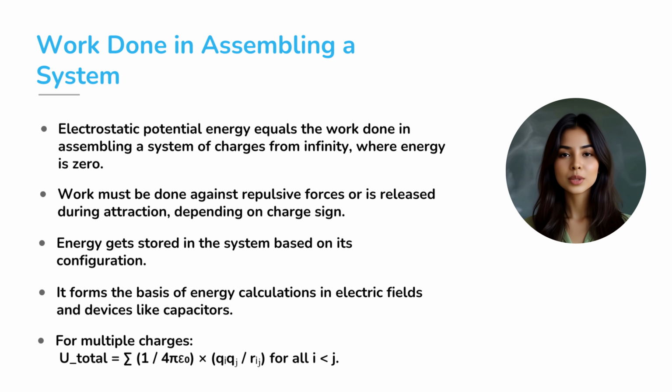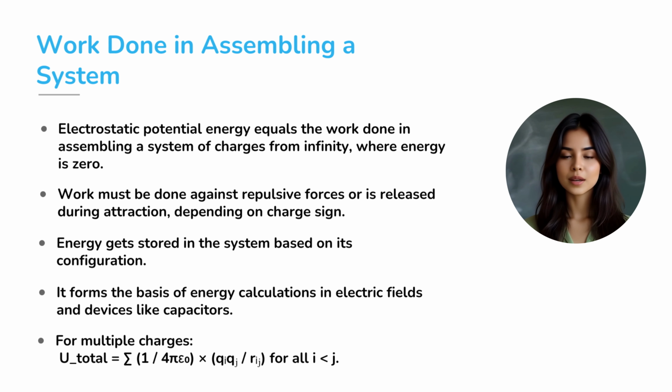Now, imagine you're building a configuration of charges, one particle at a time, starting from infinity where they don't interact. Every time you bring a charge closer, you're doing work, either adding energy or letting it release, depending on attraction or repulsion. So, the potential energy of a system is essentially the total work done in assembling it. For example, for multiple charges placed at fixed distances, the total potential energy is calculated by summing over each pair.